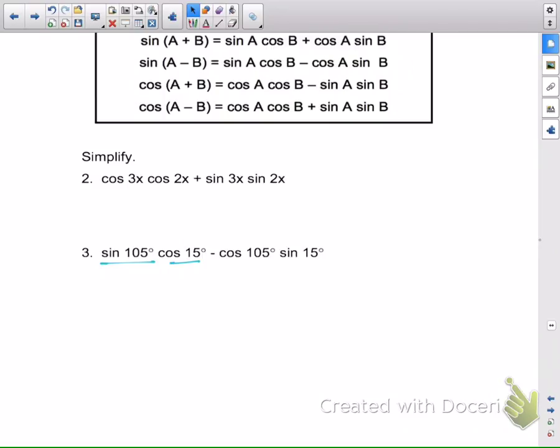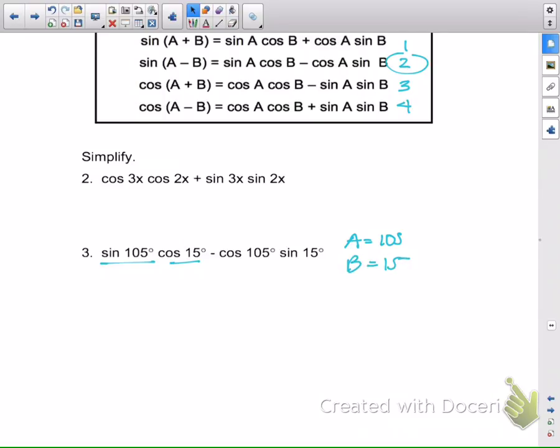So again, let's play matching. We've got version 1, 2, 3, 4 up here, being careful with our minus signs and our mixed sines and cosines. Which one does this look the most like? 2. Okay, looks like 2, and if it looks like 2, what's my A and what's my B? My A is 105, and my B is 15.